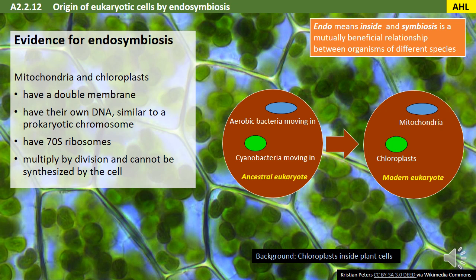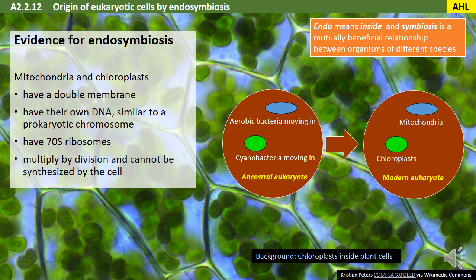Evidence for endosymbiosis. There are 4 points here. First, mitochondria and chloroplasts have a double membrane, and that's what you would expect from a small cell that has been engulfed by a large cell. So the small cell inside the large one would keep its own membrane and the membrane that was used by the large cell to engulf the small one.